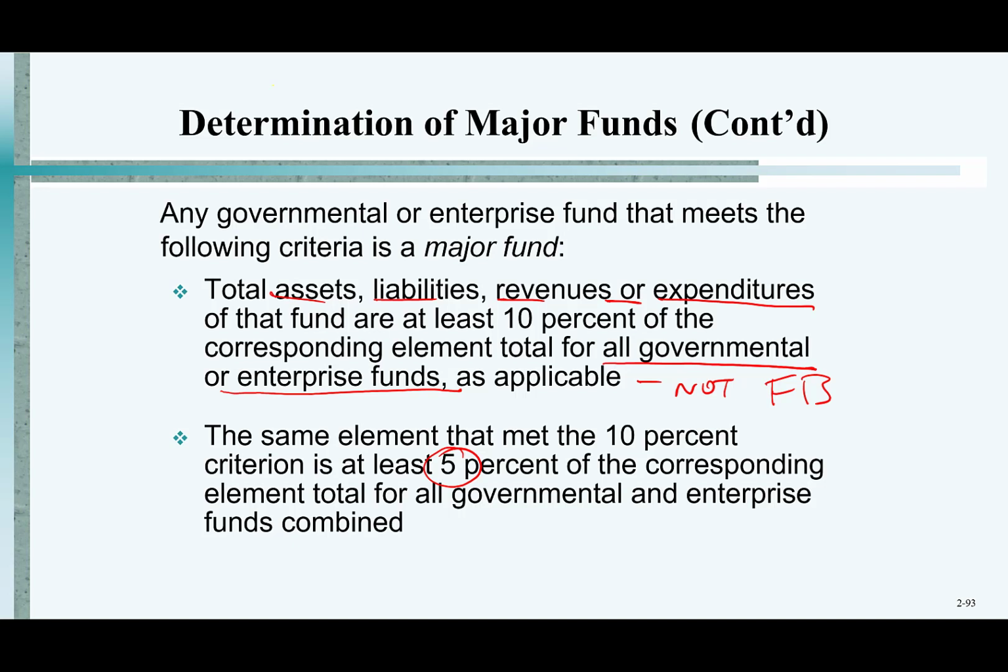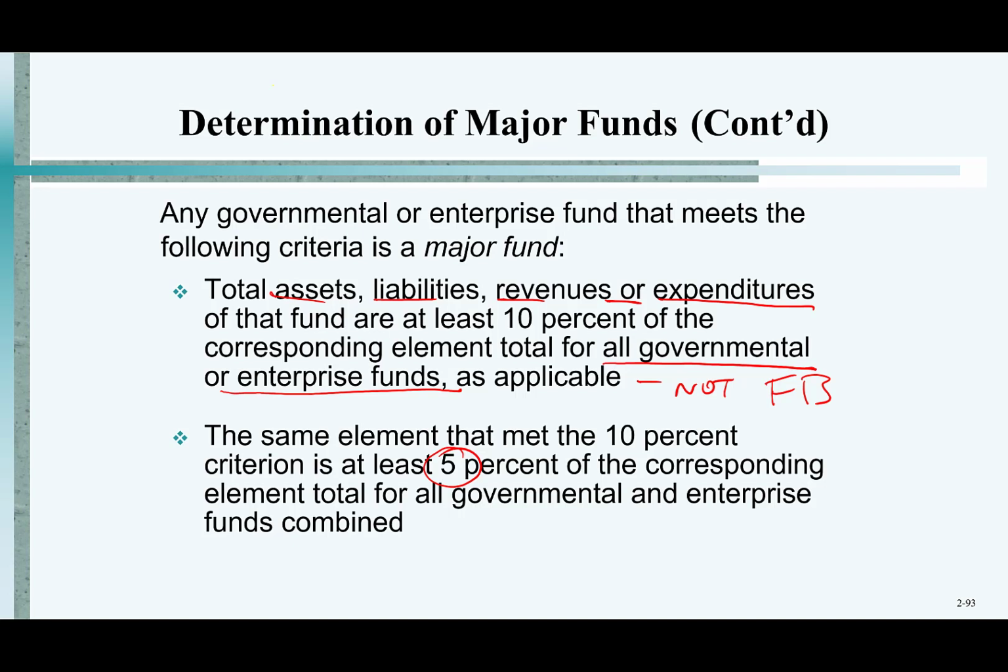We're doing them for the other governmental funds. The general fund automatically is, but it would pass anyway. We're going to look at those funds, and any fund that passes that first test, the 10% test, we will then move to the second test, the 5% test. And we'll do the general fund, the governmental funds, and the enterprise fund tests separately.